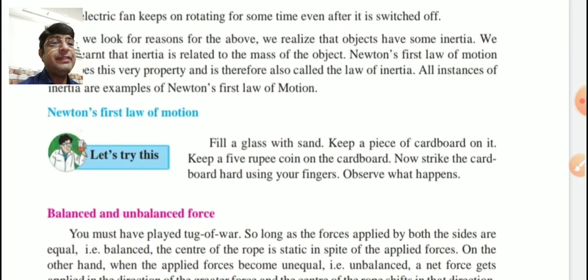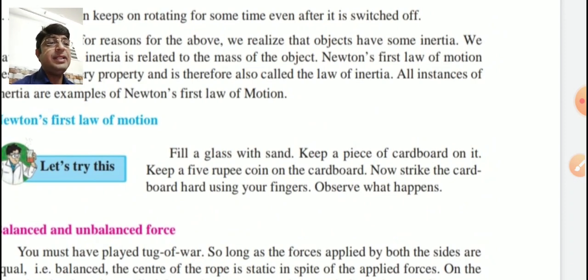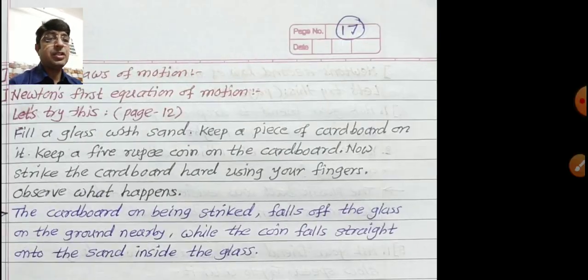Fill a glass with sand. Keep a piece of cardboard on it. Keep a 5 rupee coin on the cardboard. Now strike the cardboard hard using your finger, like you are playing carrom. Strike the coins on the carrom board like that, and observe what happened. The answer to this question is given on one paper.